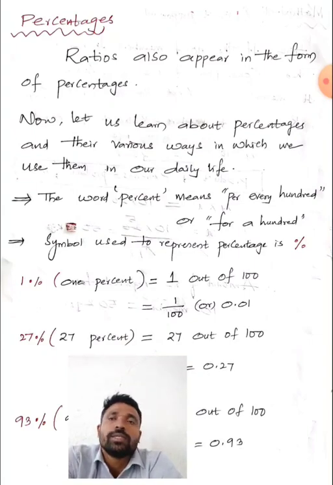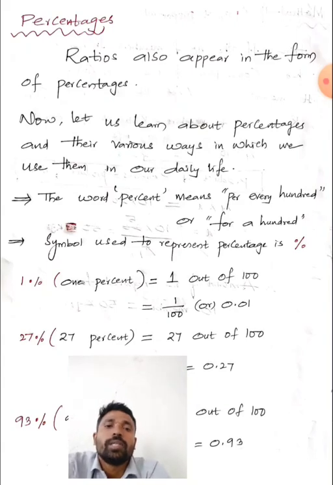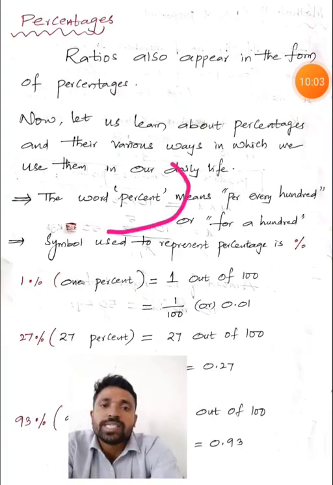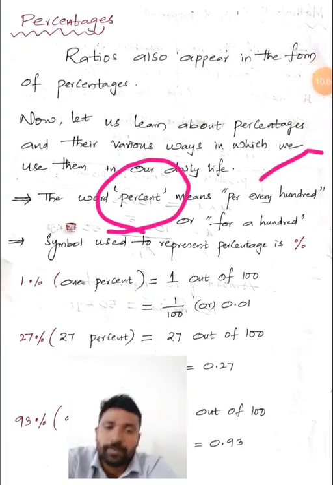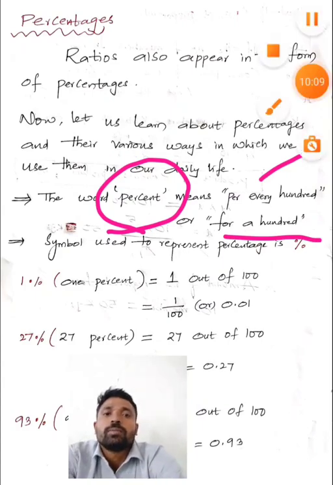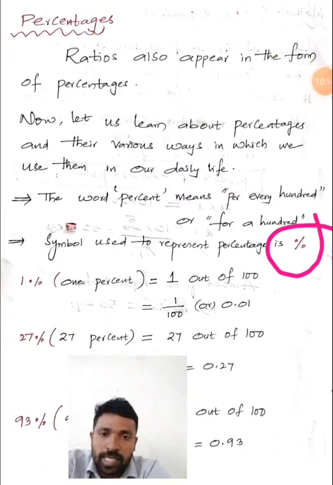Most of the times we will use percentages in order to compare terms easily. Now what is a percentage? What is percent first of all? The word percent means per every 100, or for 100. Now we generally use a symbol for percentages. What is the symbol we use for percentages? It is this one.